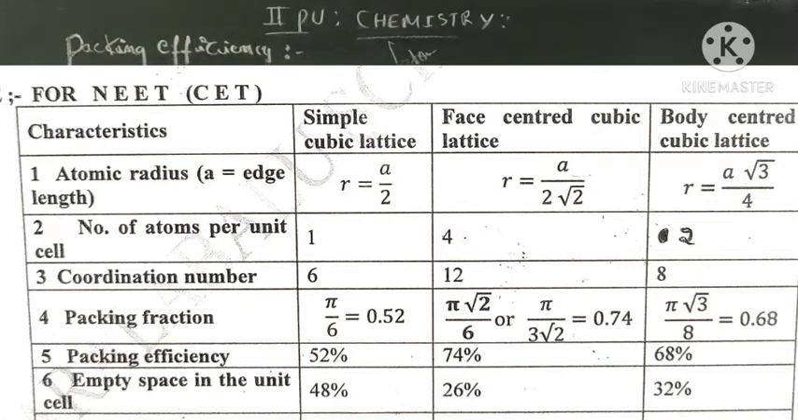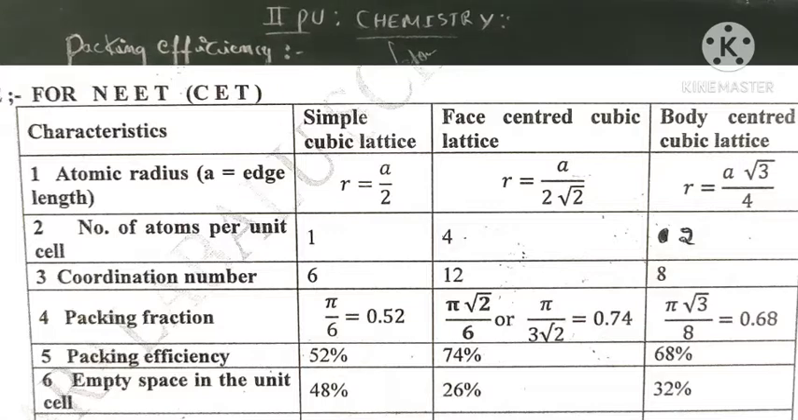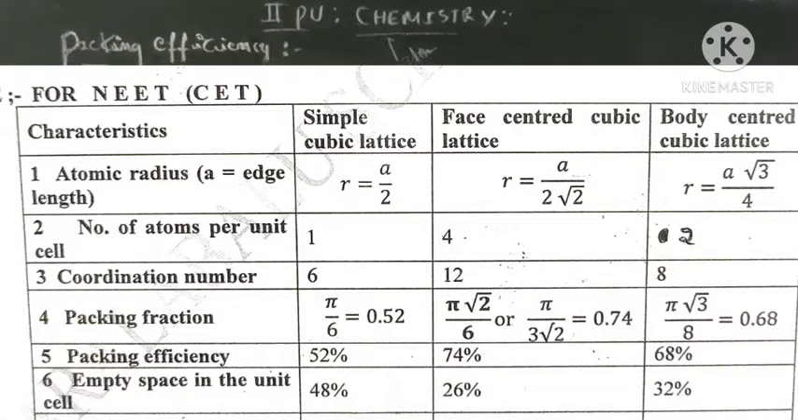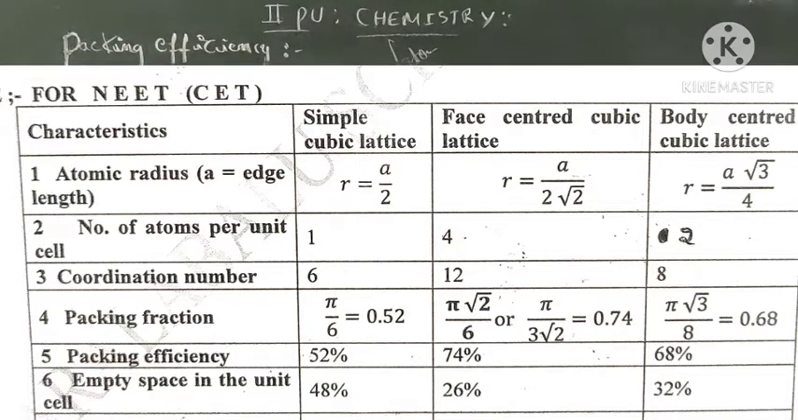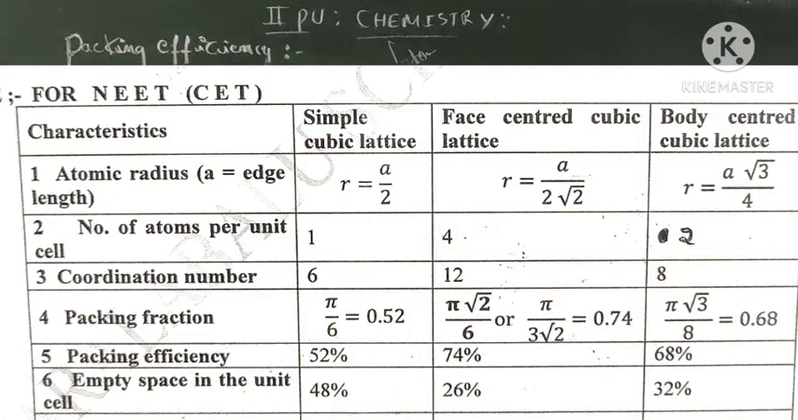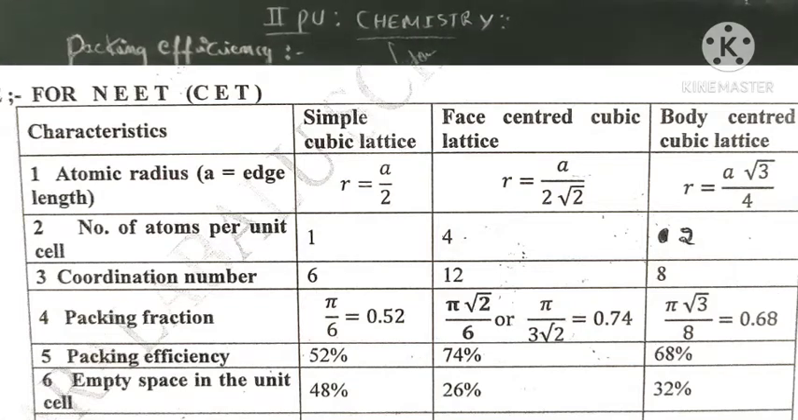Okay, the first characteristic is atomic radius R. Just remember all the terms. For simple cubic, R is equal to A divided by 2. For face-centered, R is equal to A by 2 root 2. And for body-centered, R is equal to A root 3 by 4. Here A is the edge length. Next, point 2, number of atoms per unit cell. This is the number of atoms present in different types of unit cells. Simple cubic cell has only one. The face-centered has 4. And body-centered has only 2. You already know this.